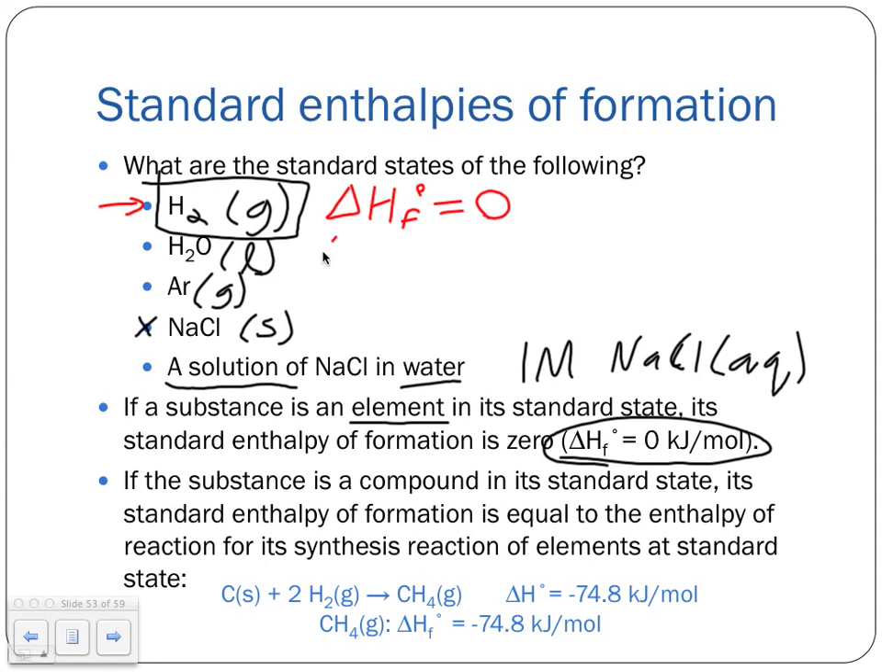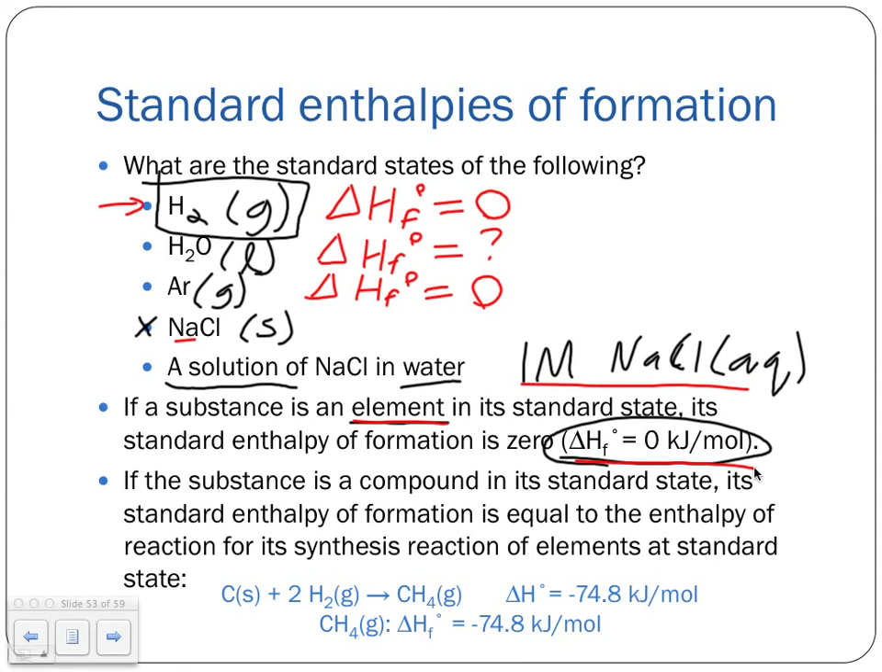What about H2O? So do we know what the standard enthalpy of formation for that is? Well, it is in its standard state, but it is not an element, and so right now we haven't figured that out yet. Okay, argon gas. Because argon is an element in its standard state, we would say that delta Hf naught is going to be equal to 0 for that one right here. For NaCl and for the solution of NaCl, we do not know what it is right now. We don't have a way of figuring it out because it is not an element in its standard state. But for elements in their standard states, we know the standard enthalpy of formation is always going to be 0 kilojoules per mole.